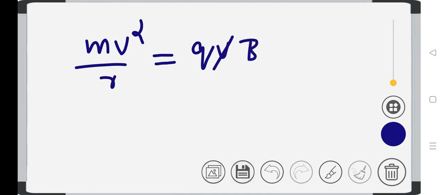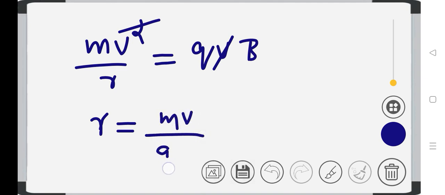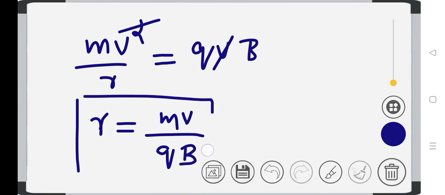So we can cut this one v. What remains? mv by r equal to qB. From this we can find r, that is the radius of that circle. So it is equal to mv by qB. It is a very important equation from this section. Note it. Okay, so this portion is over.